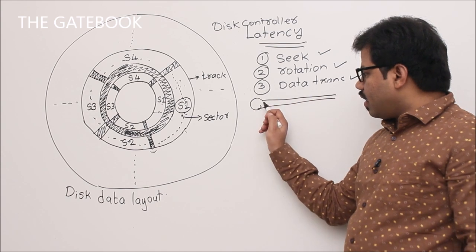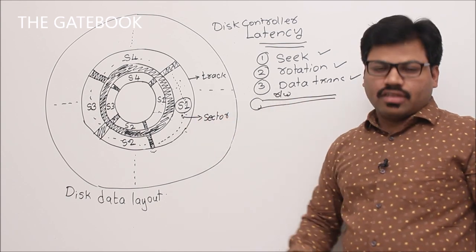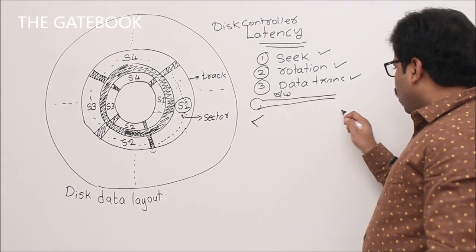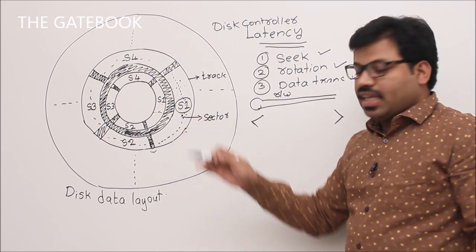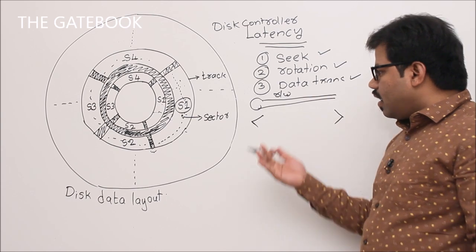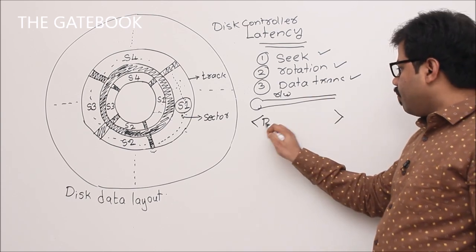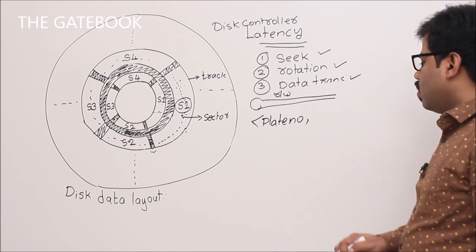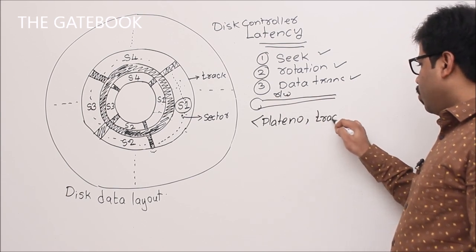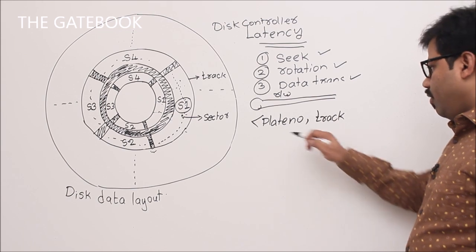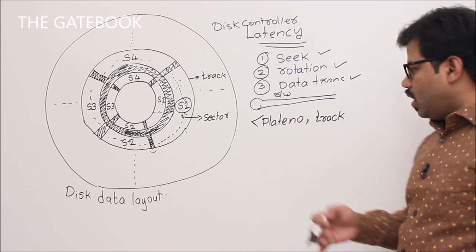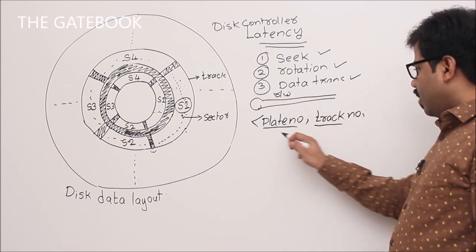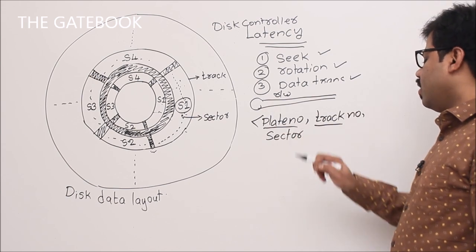Once you place that read write head on the particular track, then we have to go to the right place to write the data. For that, we have to mention the address. Generally the disk address has 3 components: plate number, second track number. I'm assuming that each plate has only one surface. If you have multiple surfaces, you should mention the surface number also. So plate number, track number, then sector number. This will be a typical address of any sector.